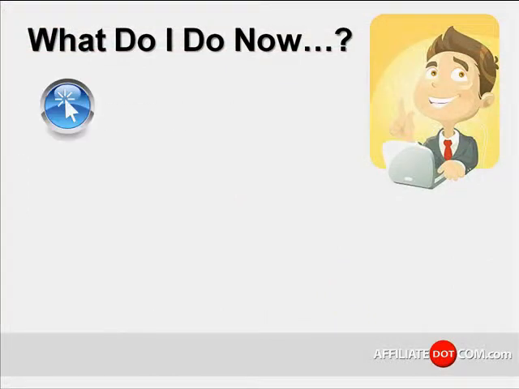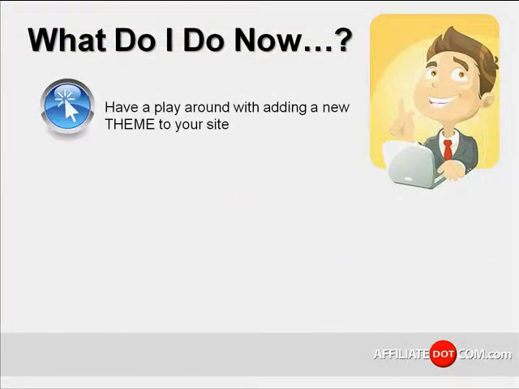This is fantastic. So what do I do now? Well, quite simply, have a play around with your WordPress admin area. Add a new theme or 2 or 3 to your site. Go to Google, search for best free WordPress themes. Download one to your computer. It will be downloaded as a zipped file. Then install that to your WordPress theme, just as you saw me do a moment ago.